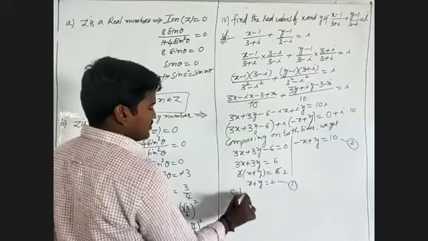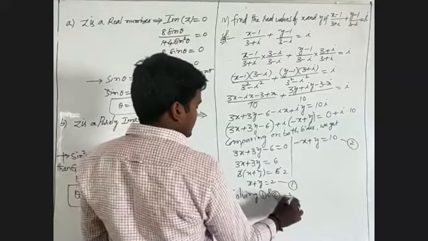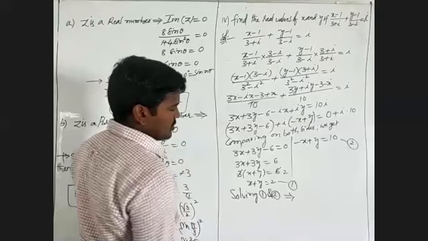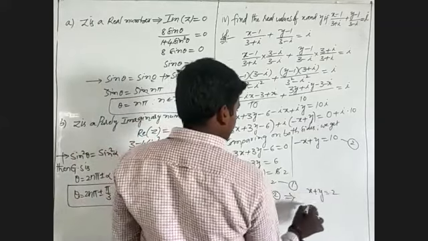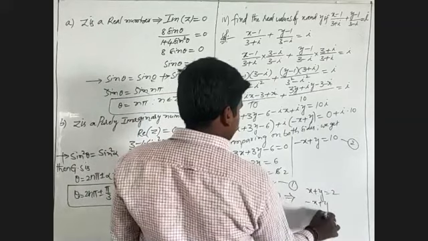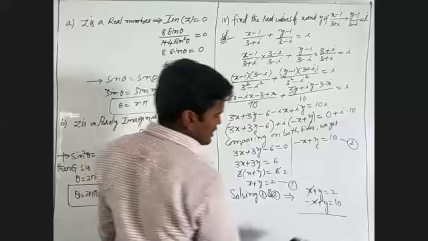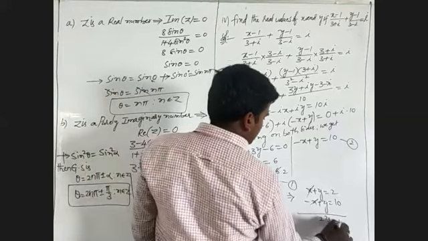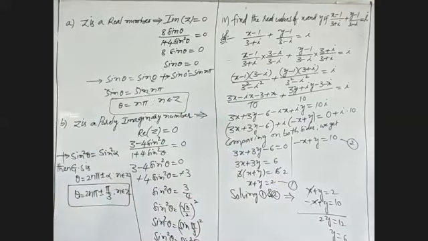Solving 1 and 2, that implies where is the 1? x plus y will become 2. After that, minus x plus y will become 10. Where minus x and plus x will be cancelled. 2y will become 12. That is y is equal to 6.